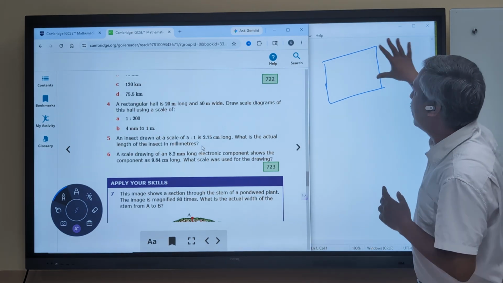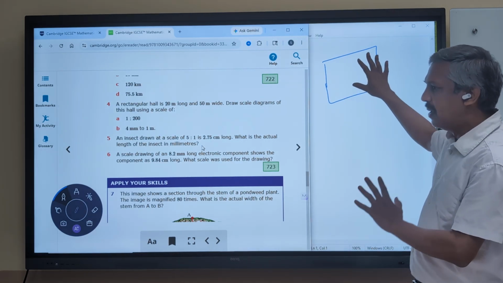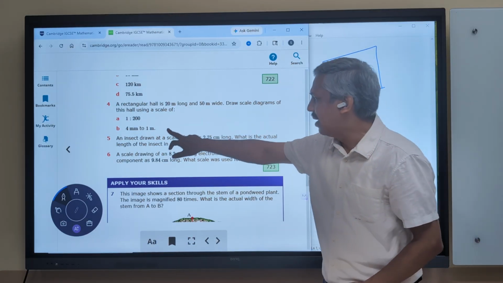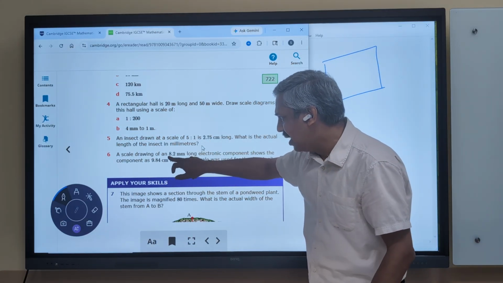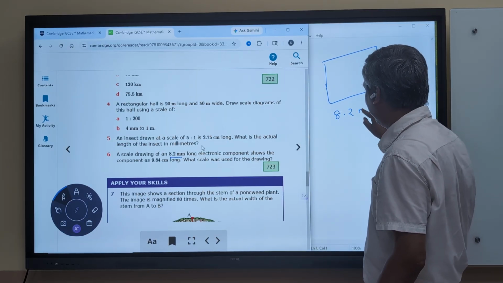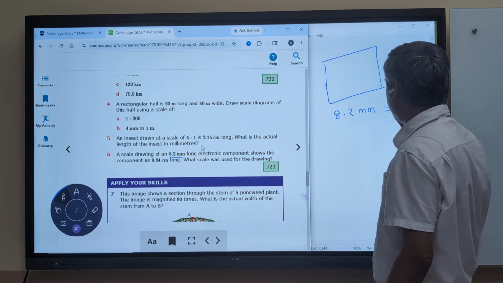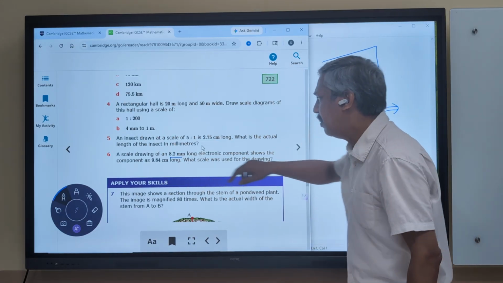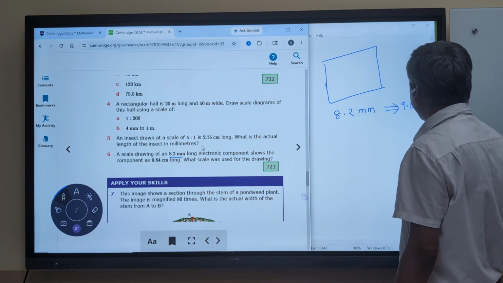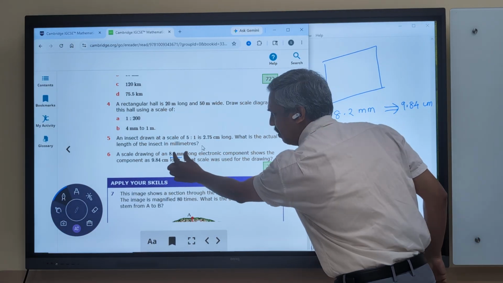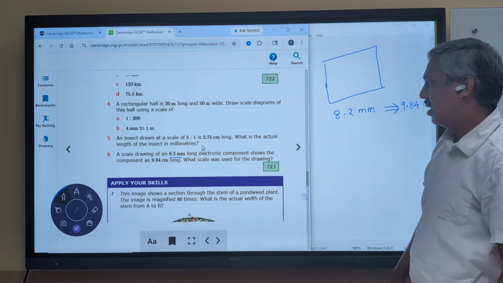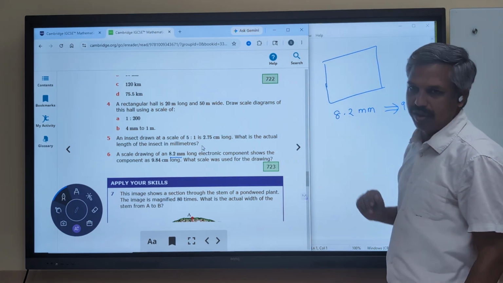So for that we design a circuit. On that circuit board, we show it magnified to fit the screen. It is observed that a component whose original length is 8.2 mm is shown with a size of 9.84 centimeter. So 8.2 millimeter is shown to be 9.84 centimeter. What scale was used for that?